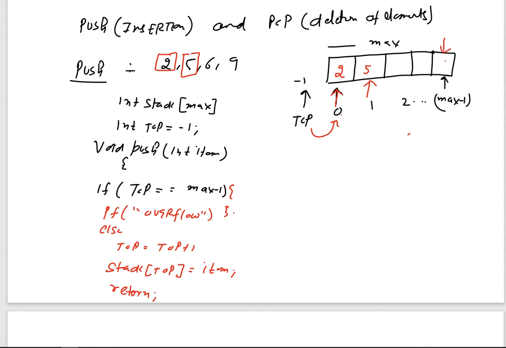Then again we want to insert. What is the current position? Current position is this one. We are going to increment it. So this is the new position. Now we can insert the 6. Then again we increment and come to the 3rd position, and we insert 9. Let us suppose we have one more element, 10, and we increment. Now top is pointing to the 4th position, and we insert this 10.